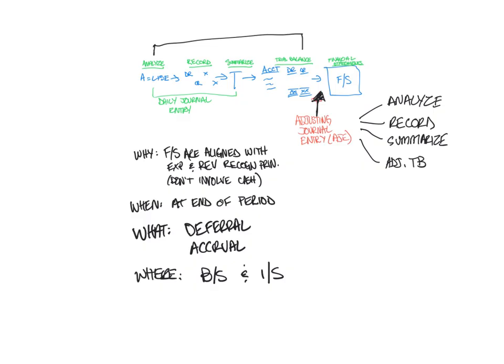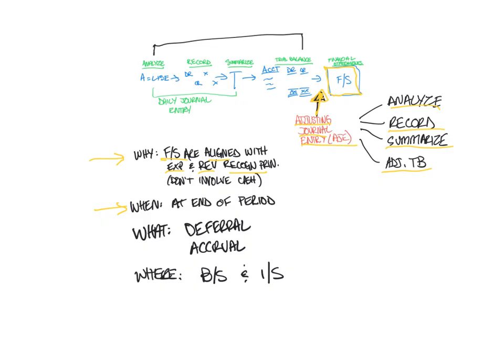So to recap, adjusting journal entries take place at the end of a period, right before we create our financial statements. When we do them, we will analyze potential transactions, record the adjusting journal entry, summarize those effects in the T account, and then create what we call an adjusted trial balance, which will ultimately then be used to create the financial statements. The purpose or the why for the adjusting journal entries is to ensure that financial statements are aligned with the expense and revenue recognition principles.